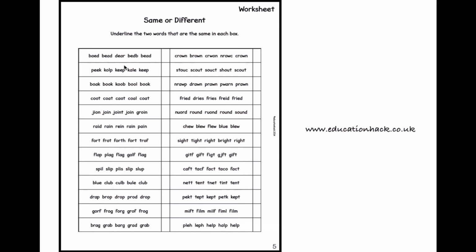So in the first one here, hopefully the student will be able to highlight or circle the 2 beads. And in this one, the 2 words that say crown. Obviously they don't need to read them or any of the individual letters involved, but just notice that the shape the letters make is the same.